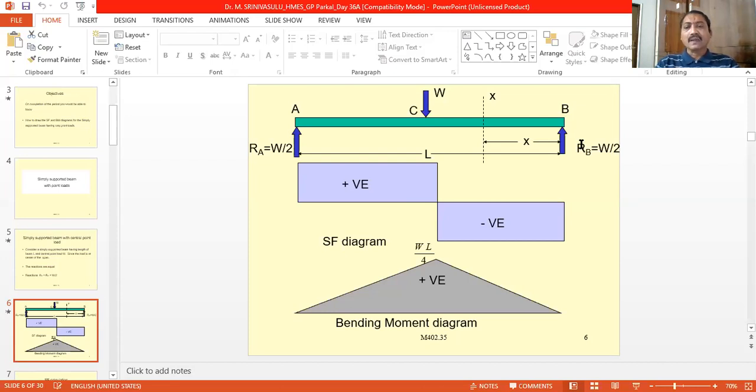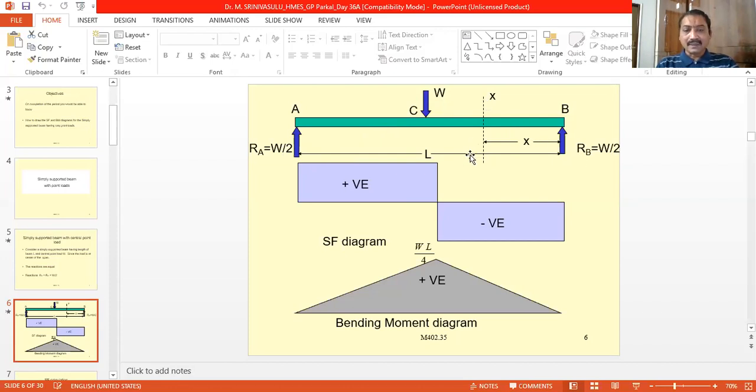Here, because the total load on the beam is W, and it is symmetrically loaded and supported at the two points at equal distances, the reaction at each point is equal to half of the total load. The total load is W, so half of the load is W by 2. So here RA is equal to W by 2 and RB is also equal to W by 2. In this way we can find the support reactions RA and RB.